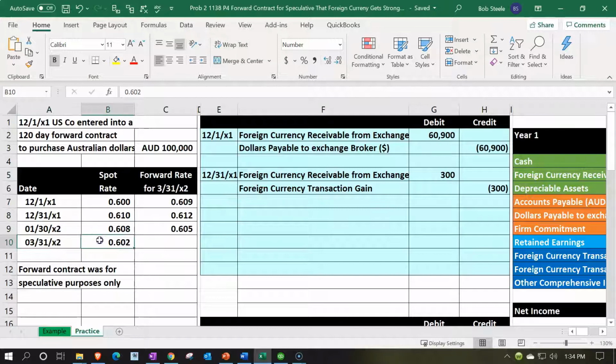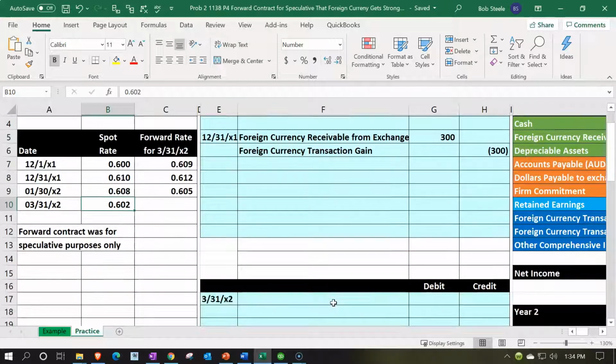Now we're going to use the spot rate instead of the forward rate. Why? Because there is no forward rate. The forward rate was always speculating towards this point in time. Now we're at this point in time, so there's no more speculation, and we can use the standard or the spot rate, which would be the exchange rate for the current time period.